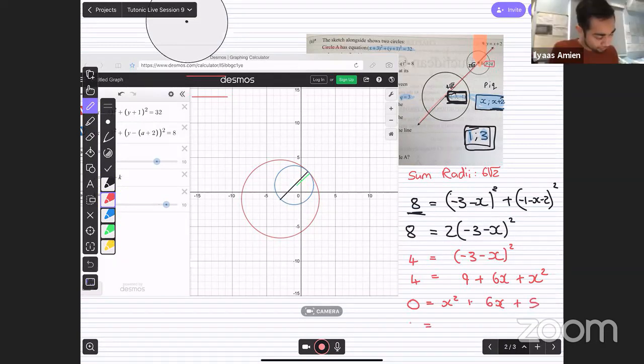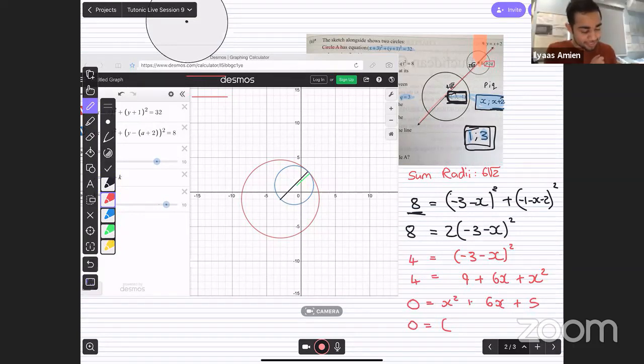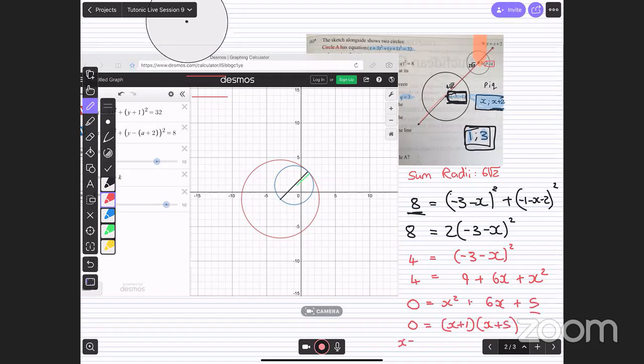Factorize. And then you have x plus 3 and x plus 2? No, 5 and 1. Because you remember, 5 and 1. What's x equal to? -1 or -5. And that's what we got earlier on the diagram.